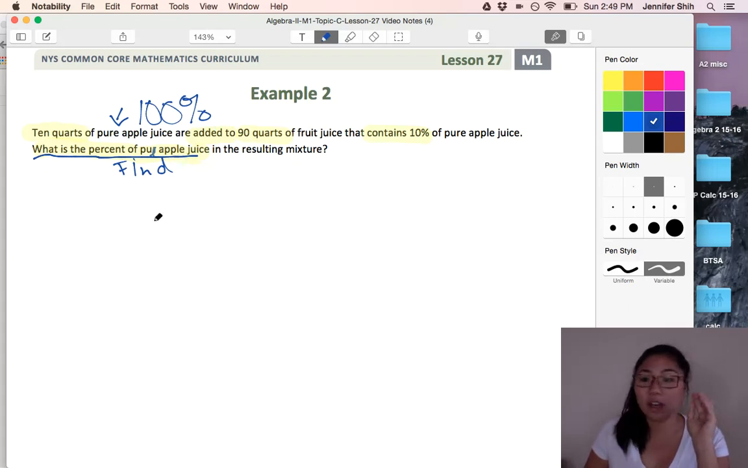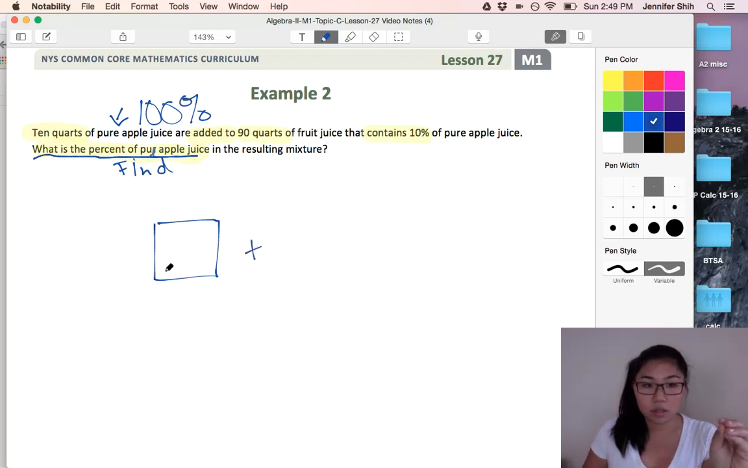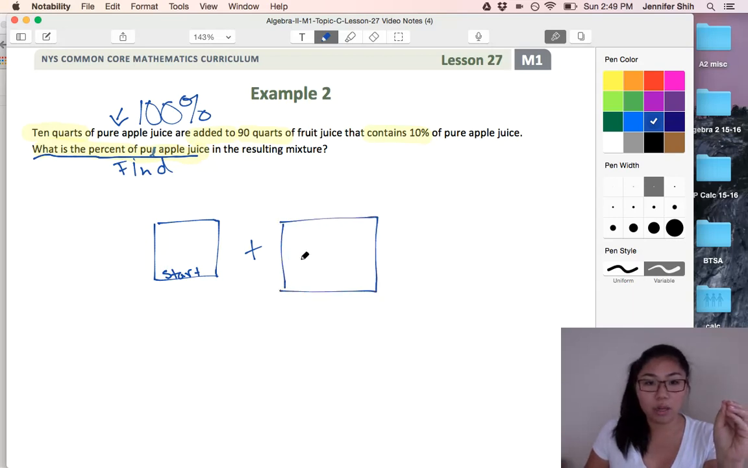So I'm going to set up the bucket system. Remember, this first bucket is our starting bucket, our starting mixture. What do we already have? Start in here. Then we are going to add some stuff in there, a mixture, and it's going to equal another mixture, which is the end result.